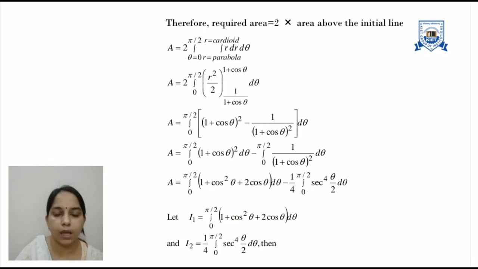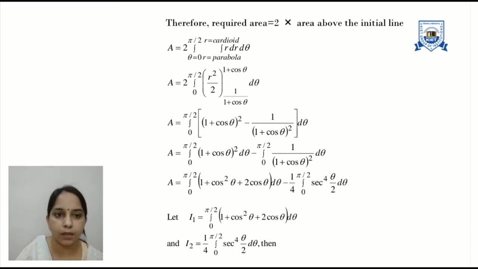We get A equals twice the integration from 0 to pi by 2 of r square upon 2, having lower limit 1 upon 1 plus cos theta and upper limit 1 plus cos theta. Now after putting the limits, we get functions of theta, and we get A equals the integration from 0 to pi by 2 of (1 plus cos theta) whole square d theta minus the integration from 0 to pi by 2 of (1 upon 1 plus cos theta) whole square d theta.